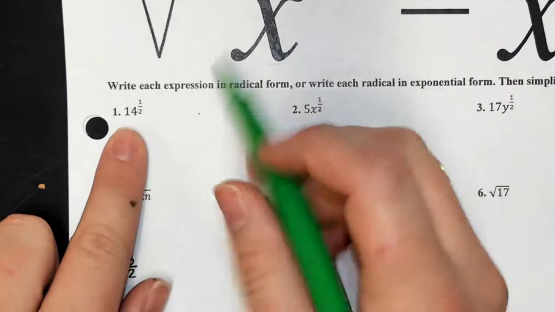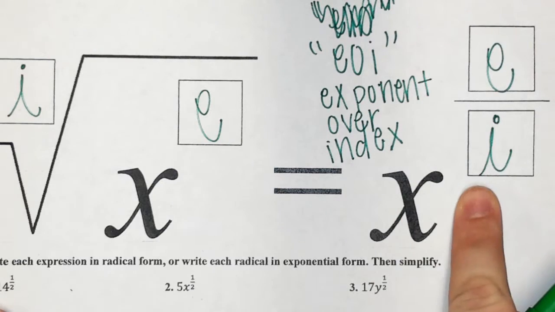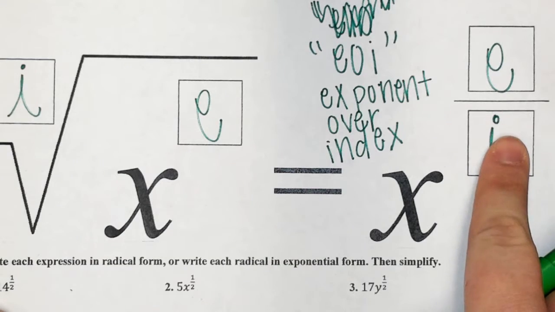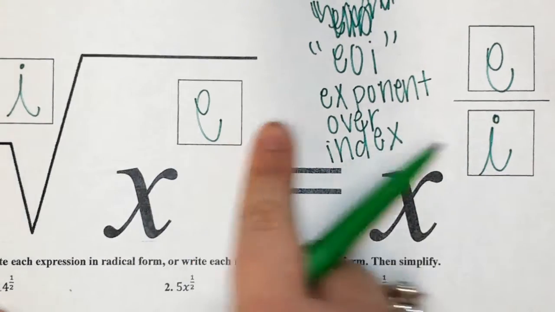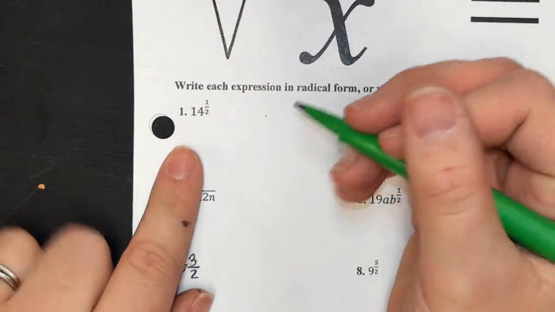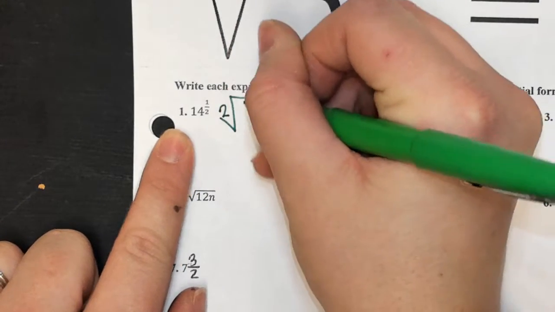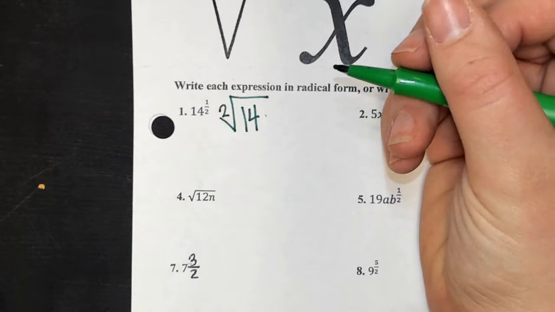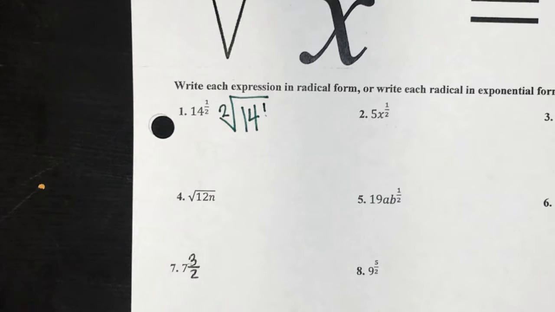We went over that. So if it is in rational exponent form, and I'm going back to radical, whatever's on the bottom goes over, and that is your index. So on number 1, 2 is going over as my index. Then you write 14, and then 1 comes down as your exponent. So that's it.